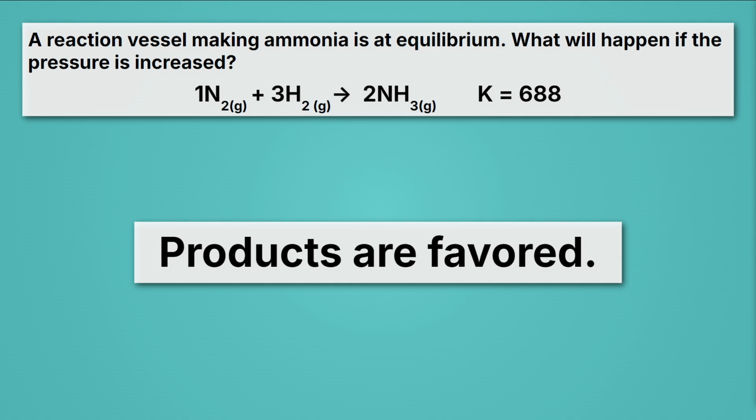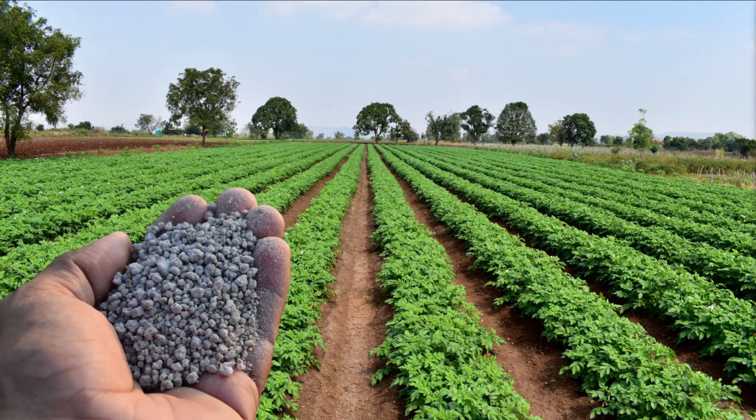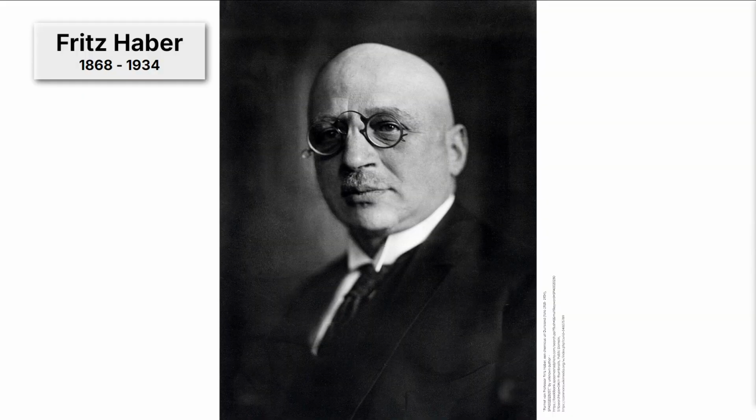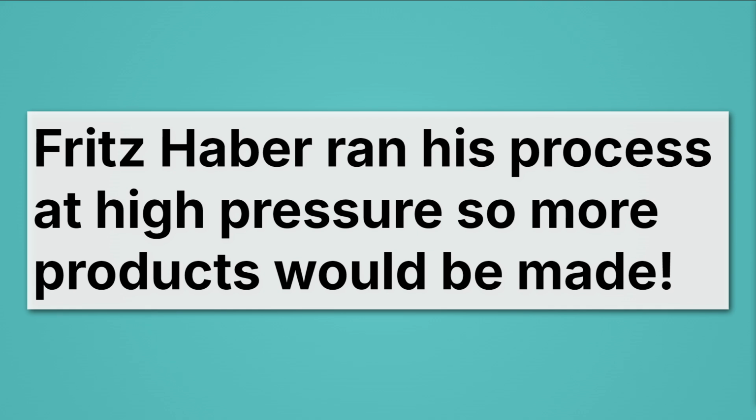Now remember, this chemical reaction is used to make fertilizer, and it was developed by Fritz Haber. He knew he wanted to make products. He knew he wanted more ammonia. So do you think he ran it at high pressure or low pressure? Fritz Haber ran his process at high pressure so more products would be made because he knew Le Chatelier's principle.